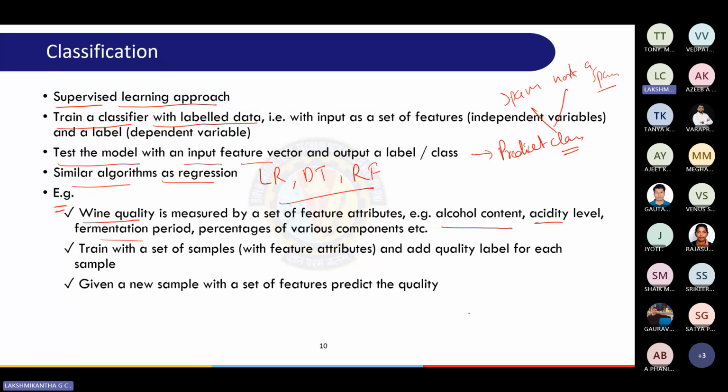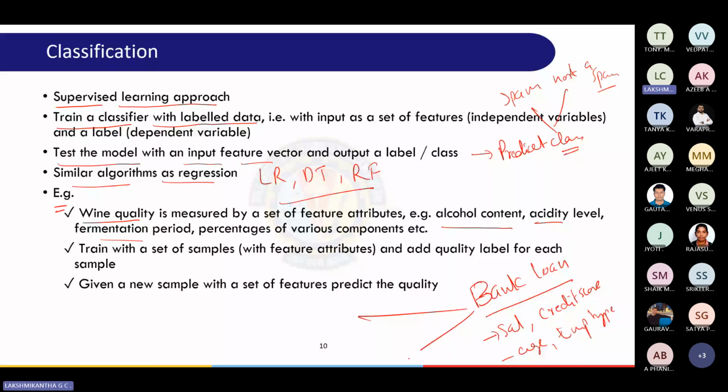Let me take one small example to explain this, guys. For a classification algorithm, suppose you are going for a bank loan. For a bank loan, they will check your salary, your credit score, then age and employment type. Based on this, they will classify whether to approve or disapprove the loan. Approve and disapprove come under classification. The meaning of this is loan approved or loan rejected. This is the best example for classification, guys.